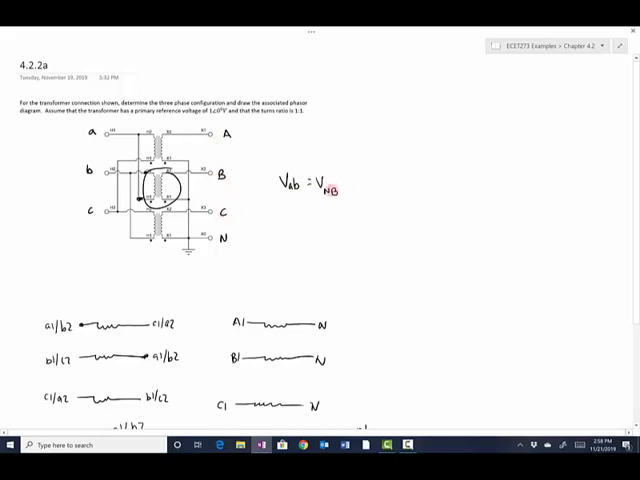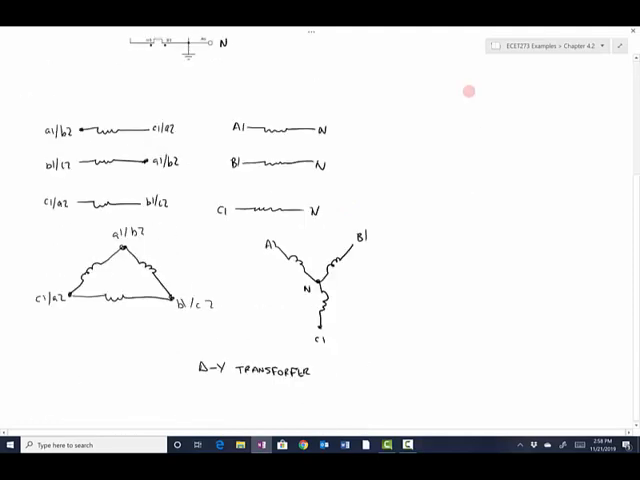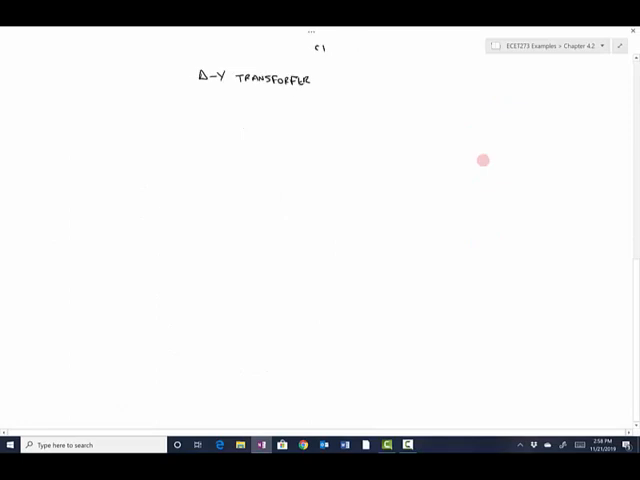And we don't have that. We have VNB, so we need to do a little bit of math there. So just remember that. I'm going to scroll down and we're going to start doing some math. So we've got VAB on the primary side is equal to VNB on the secondary side.